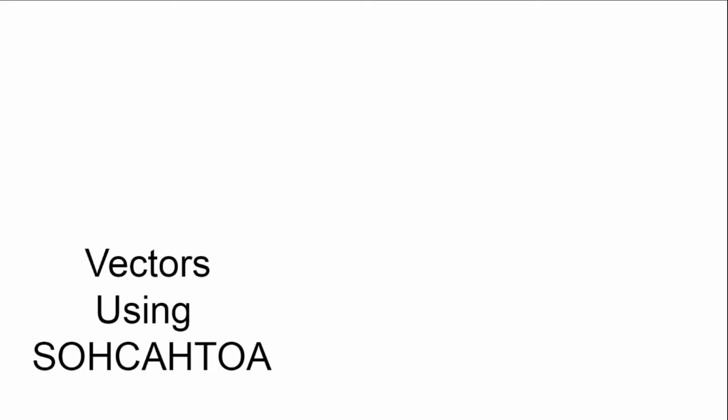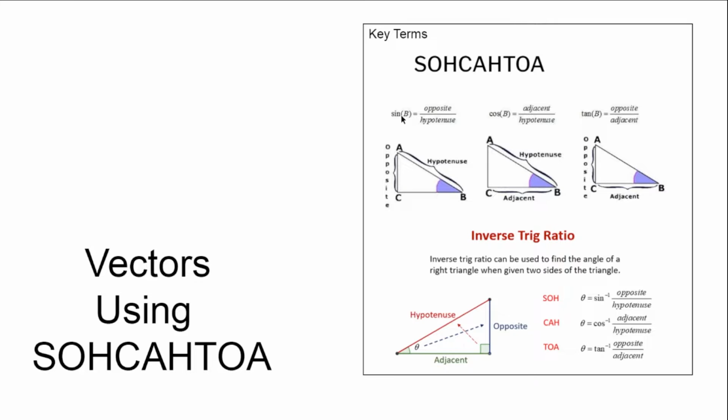So we're going to start with SOHCAHTOA, which is basically sine is opposite over hypotenuse, cosine is adjacent over hypotenuse, and tangent is opposite over adjacent.